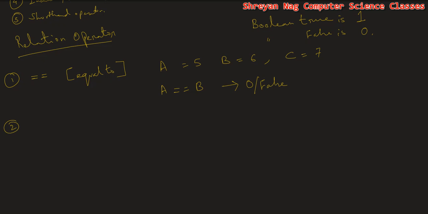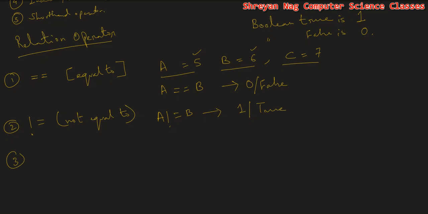Then the second one, the not equal to symbol. The not equal to symbol is shown by an exclamation mark followed by the equal symbol. So it is called not equal to. How does it work? We have already placed certain values in front of us. Now let us do an example: A not equal to B. Based on the values, it is definitely true. So it will give an output of 1 or true.